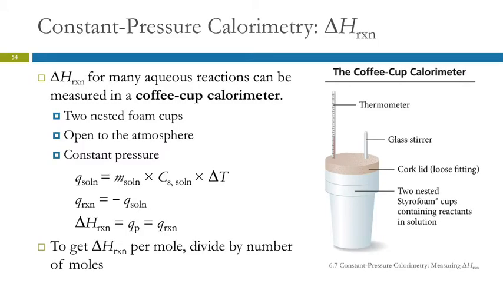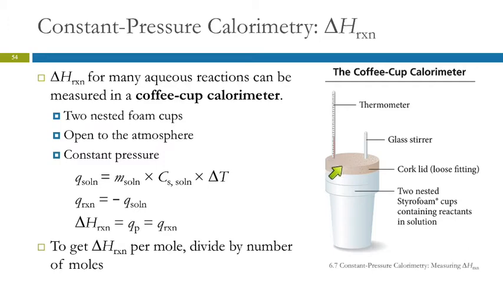Constant pressure calorimetry. The one we were looking at before was constant volume. Here's constant pressure. So here the calorimeter is much simpler. We can do it using two nested styrofoam cups. Styrofoam cups are used for hot drinks because they insulate your hand from the hot coffee. And here we're going to use two cups nested inside of each other because it gives you better insulation.